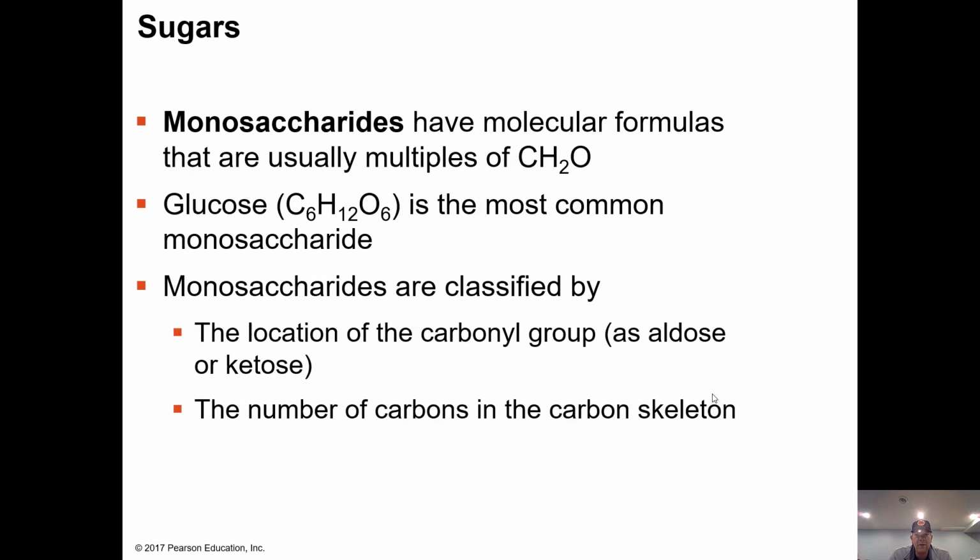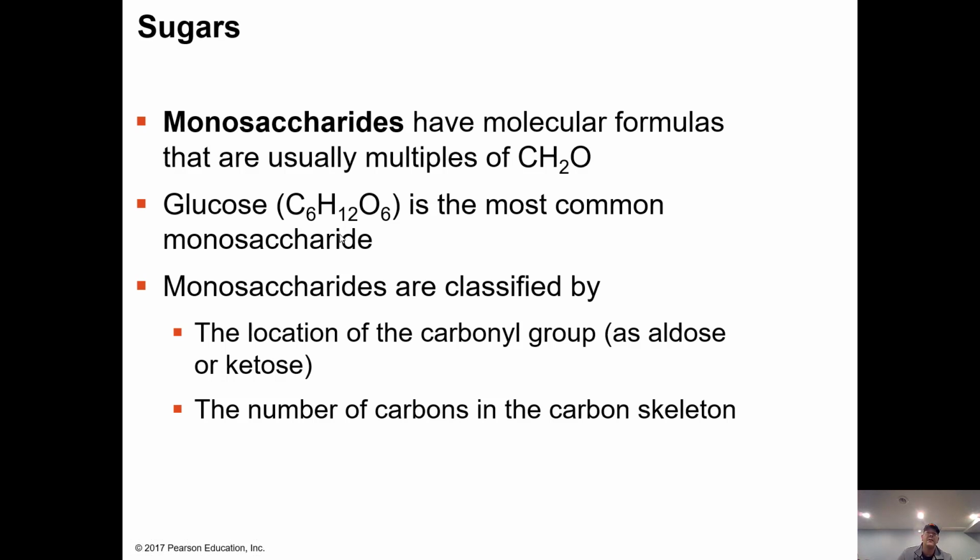So monosaccharides have this molecular formula of CH2O. Glucose is a 6-carbon sugar, so it'd be C6H12O6. With CH2O, the hydrogens are twice as many as the carbons, and also twice as many as the oxygens. And you can see that's the case here. C6 is the same as O6, and the hydrogens are twice as much as the carbons or the oxygens.